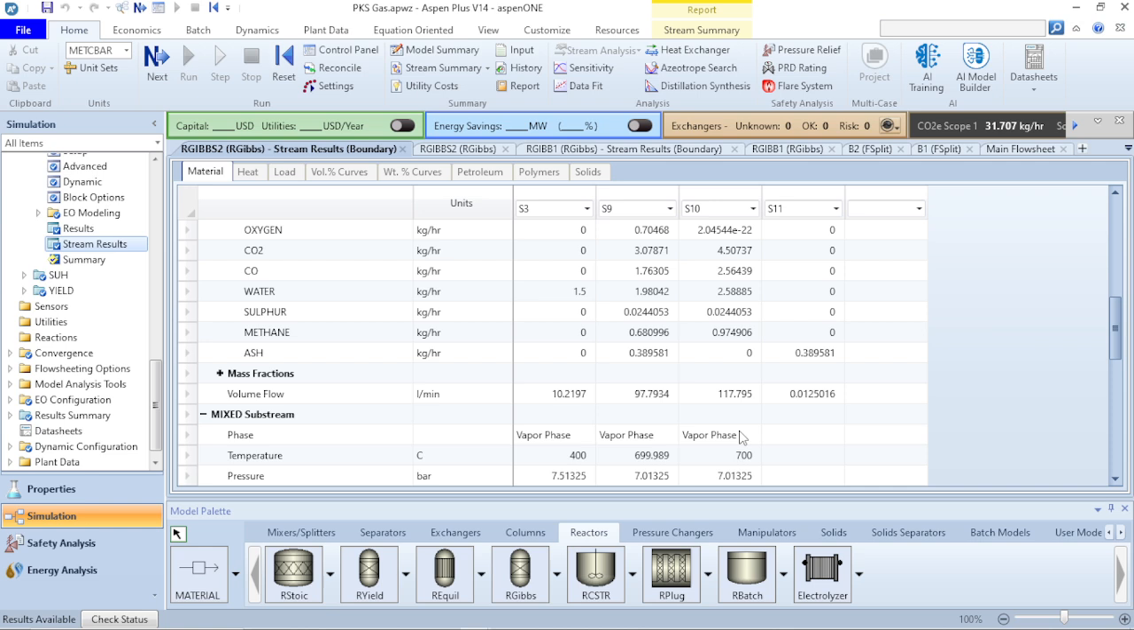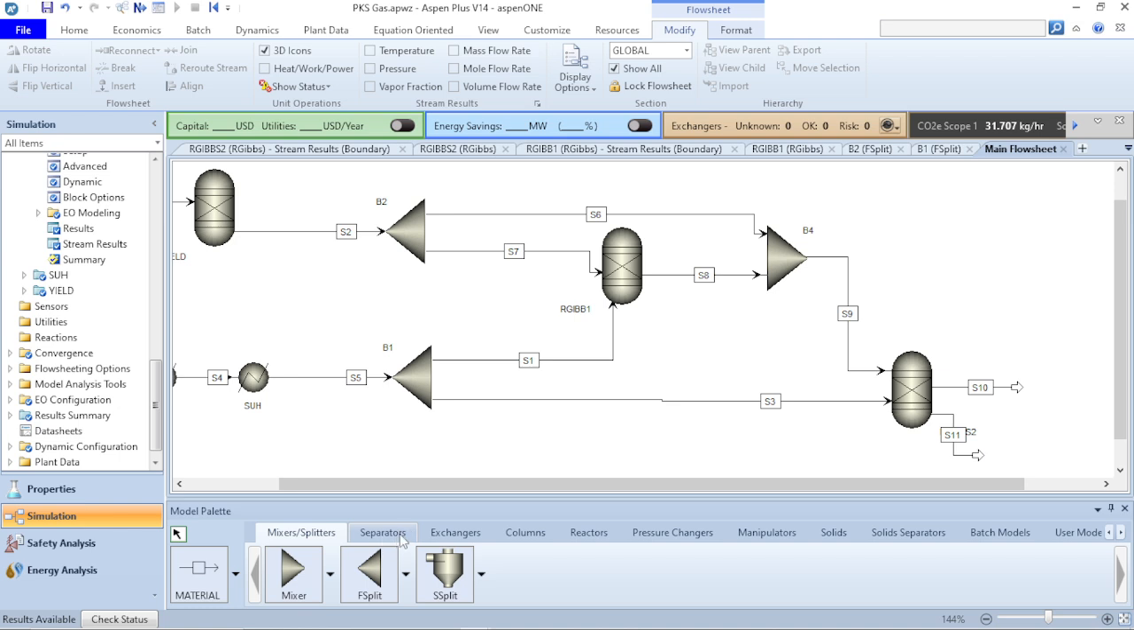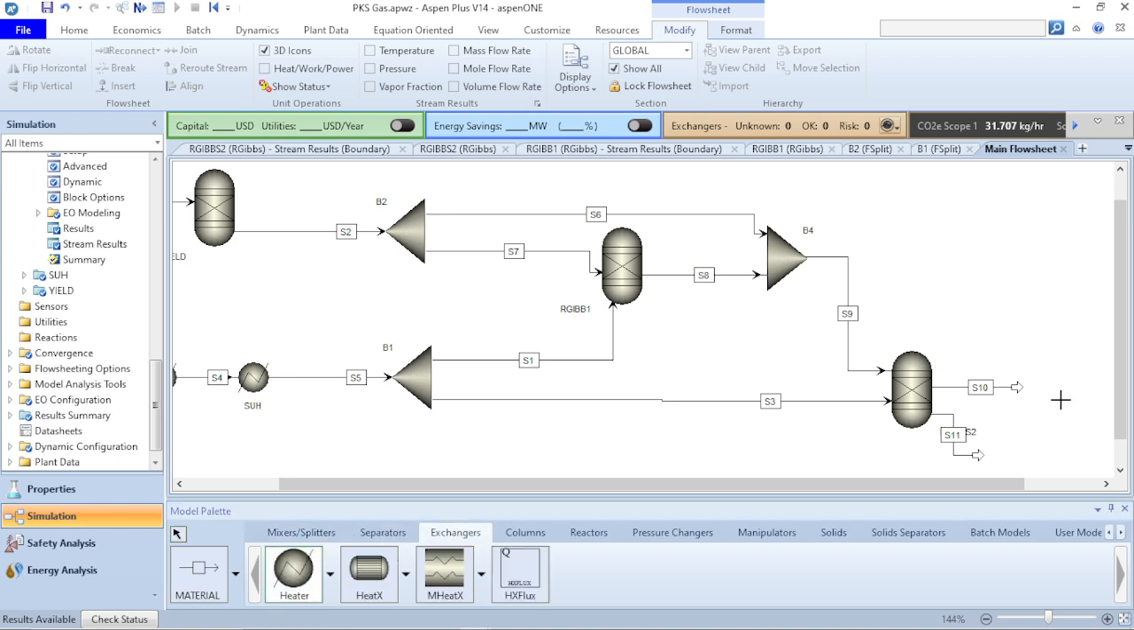Now we need to cool this. After cooling it, we can then separate it. We're trying to bring it down to room temperature, so let's add a cooler to it.